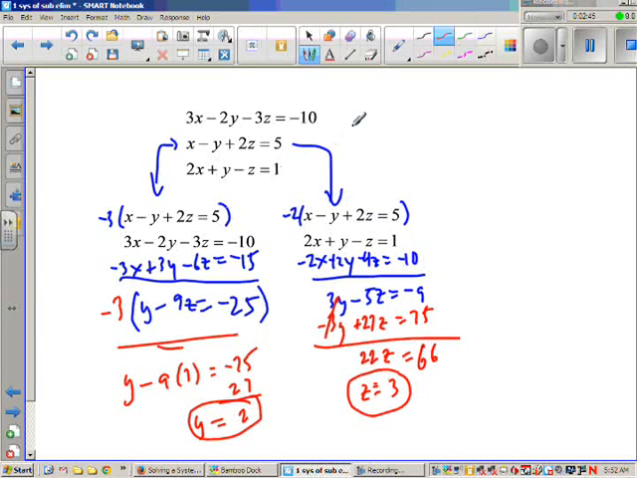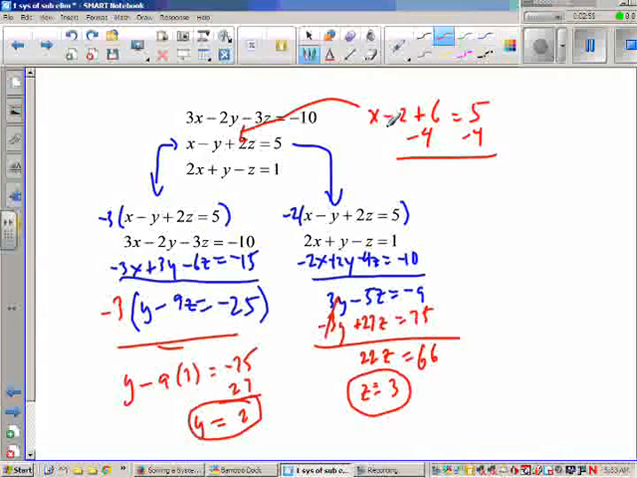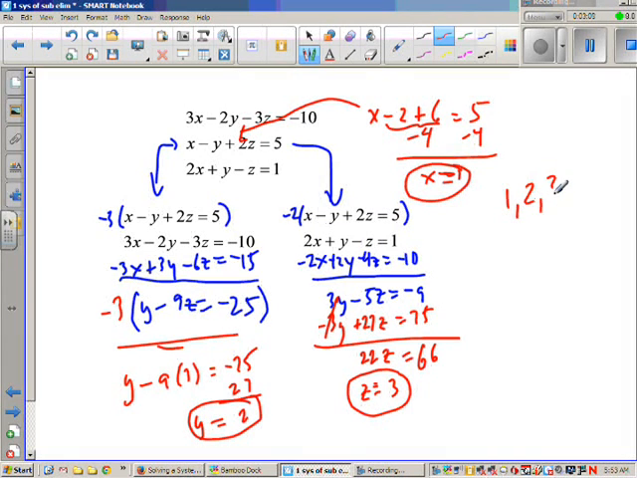I can choose any. I'm going to choose the equation with just the x. I get x minus 2 plus 6 equals 5. Negative 2 plus 6 is a 4, so if I subtract 4, I get x equals 1. And my solution then is 1 comma 2 comma 3.